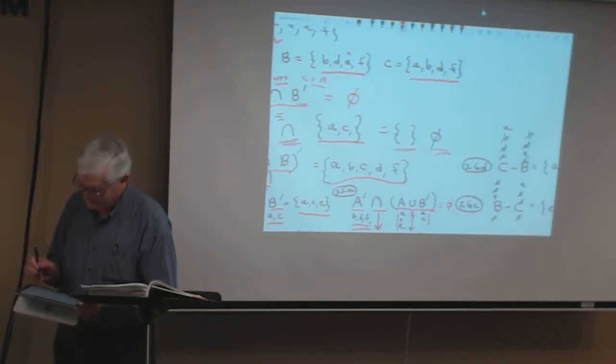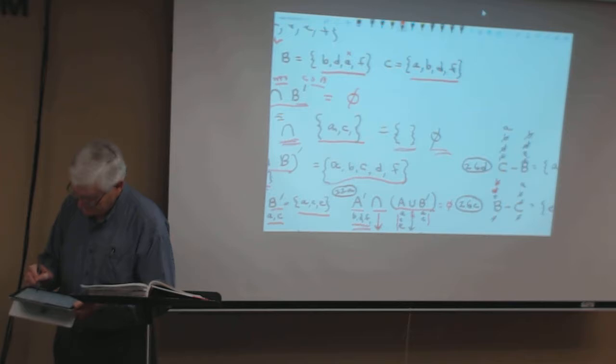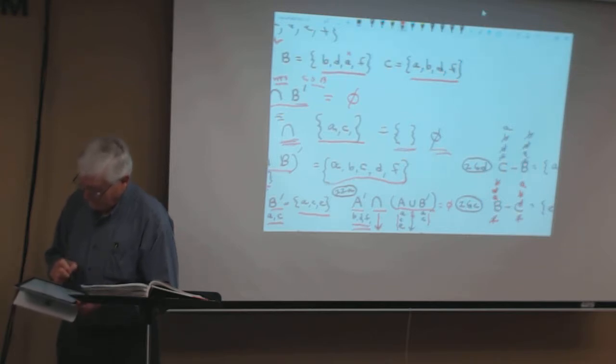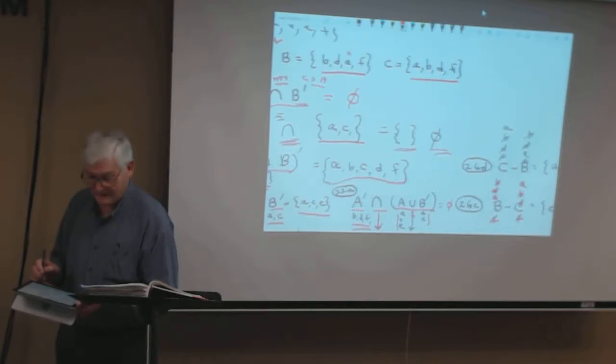Now, you're not going to like this. But what are the elements of B? B, D, E, and F. Everybody follow that? Those are the elements of B: B, D, E, F. What are the elements of C? A, B, D, and F. Okay. Now I'm going to subtract C from B.